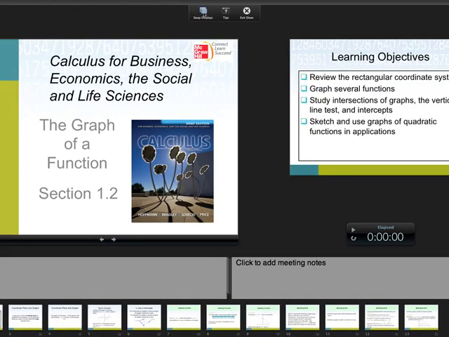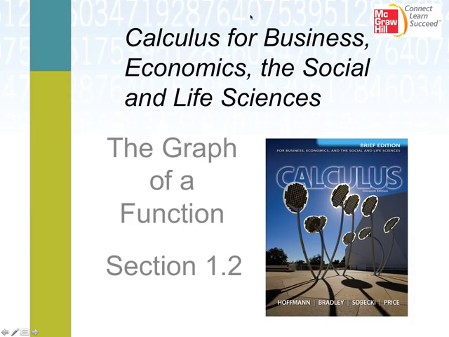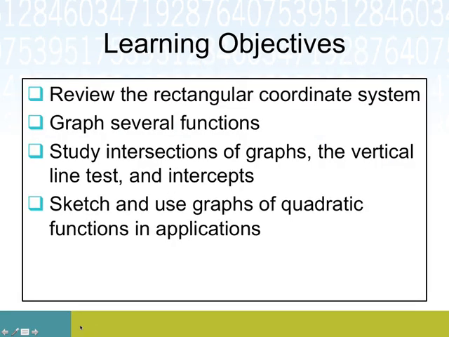Hello, welcome back. We are finishing up section 1.2 today, the graph of a function. We have accomplished the following learning objectives in the previous video. We looked at the rectangular coordinate system. We graphed one or maybe more functions. We studied intersections of graphs, the vertical line test, and intercepts. So now what's left to us is sketching and using graphs of quadratic functions in applications.